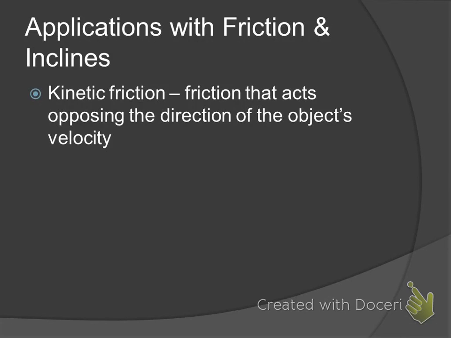So kinetic friction always opposes the velocity of an object. It acts in opposition to our object. So if my object is traveling to the right, my friction is going what direction? Left, right? That's it. And kinetic friction is specifically friction of an object that's in motion.